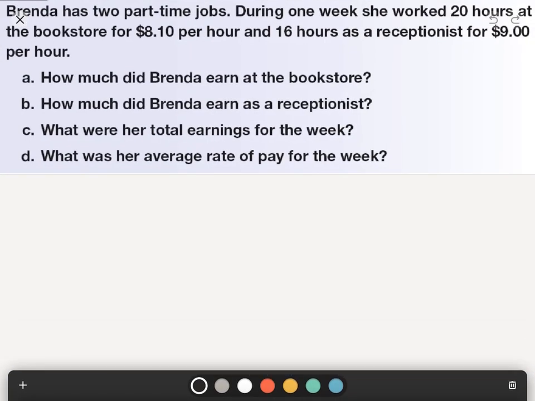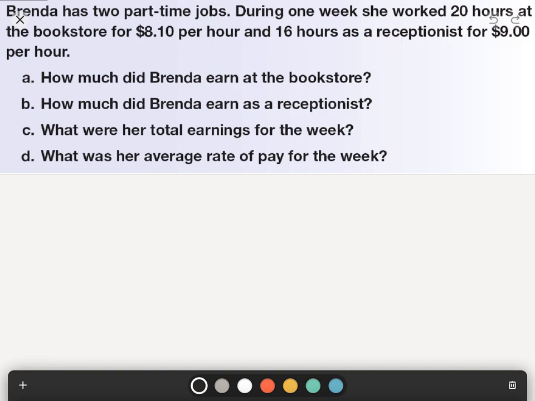Now this one, okay, so I'm not going to get too much into the tyranny of making $8.10 an hour or $9 per hour and working a full week on that. But what we have here are a series of steps. All of the steps are very simple. There's just a lot of them. So Brenda has 2 part-time jobs. During 1 week, she worked for 20 hours at the bookstore for $8.10 per hour.